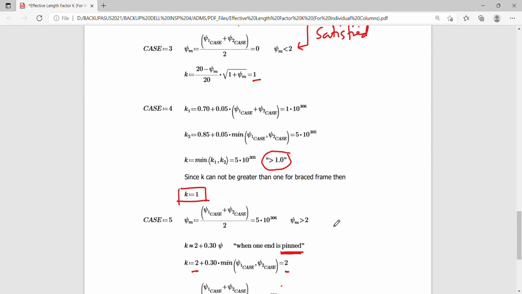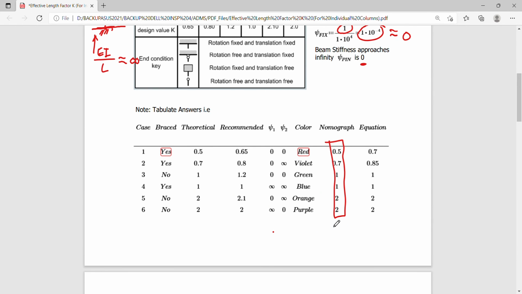Okay, so for the summary as seen on this table, we can therefore compare the two methods upon which your case 3 to 6 are just the same, while case 1 and 2 here have some differences, which assumes that your nomograph actually accounts for theoretical values, while the British equation accounts for almost the design values as recommended by the AISC.